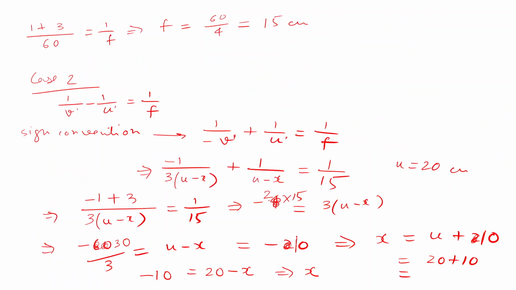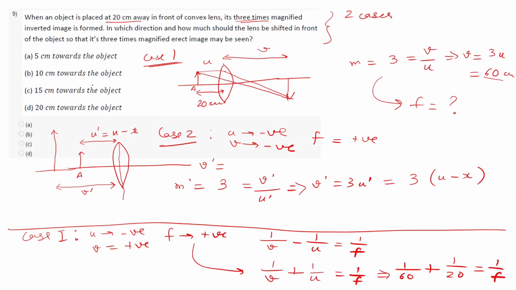I don't know, maybe some sign mistake we are making here. Something we were doing wrong. This is minus 2 by 50 minus 30 by 3. There was some sign issue happening. So the correct answer is that x was the distance by which we are moving the lens towards the object. So if we move 10 centimeter towards the object, the lens, then we'll get a virtual erect image which is magnified and it will be on the same side. So the correct option is B.